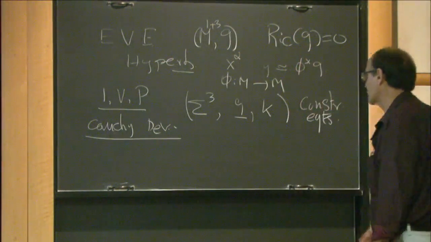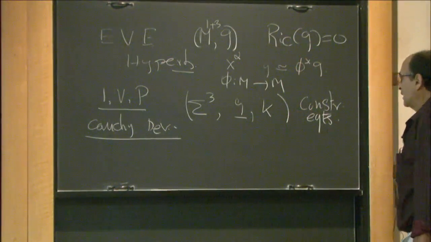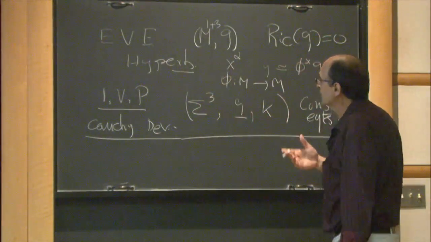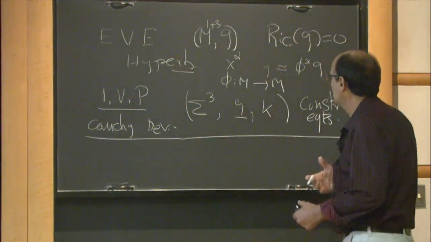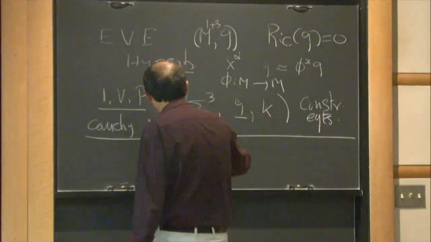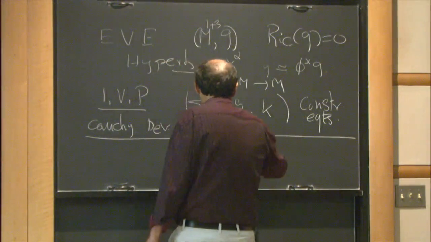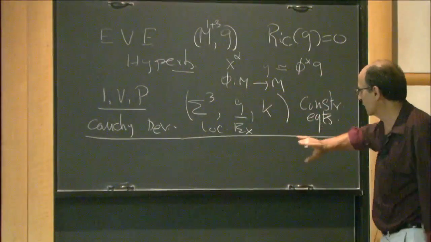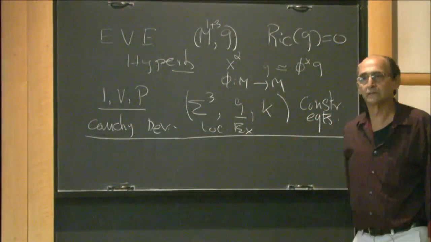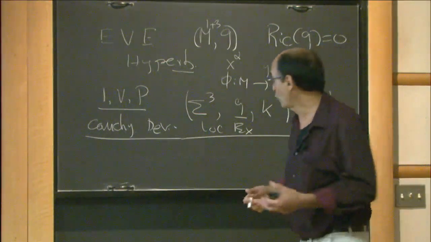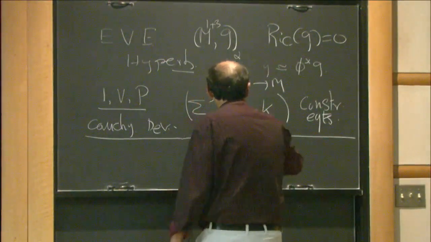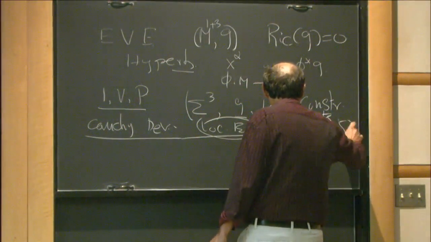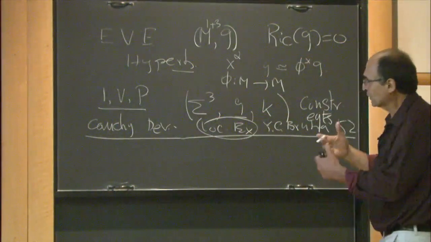So this is sort of the simplest thing that you can say. And by the way, I should say that we also have a local existence result, which associates to any initial data set which satisfies the constraint equations a unique development, but which is local. This is an old result of Yvonne Choquet-Bruhat from the 1950s. So this is 1952.